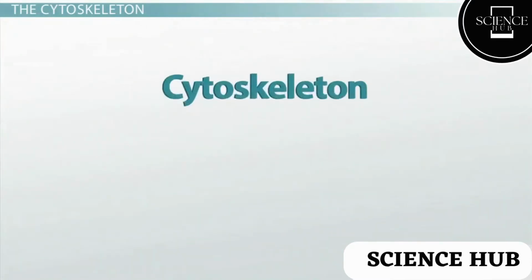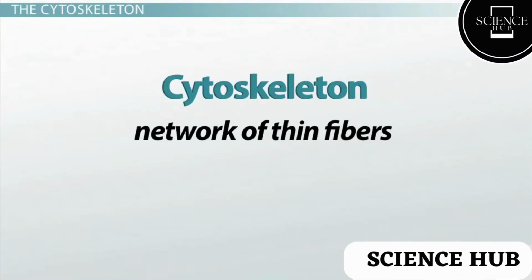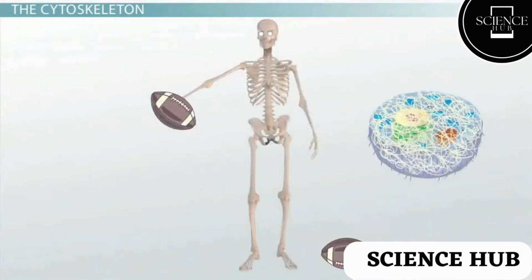Many different types of cells have a complex called the cytoskeleton, or network of thin fibers, that can help these cells do a range of activities. Maybe a cell can't pass around a pigskin, but it can do some equally impressive things with the help of its very own skeleton.